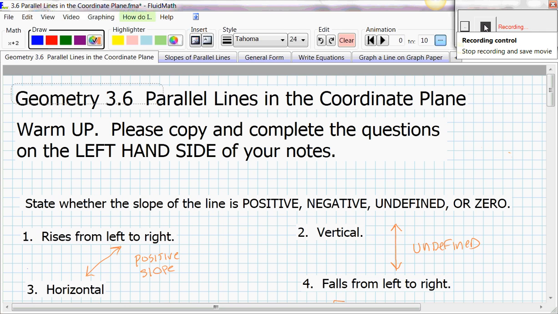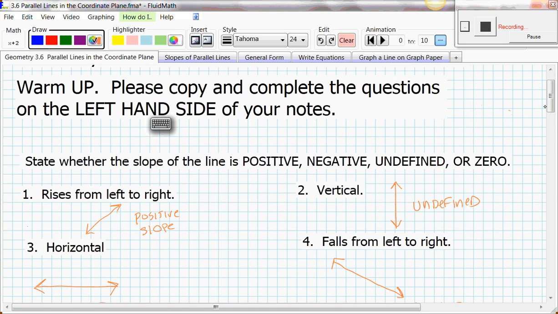Alright, this lesson is for Geometry 3.6, parallel lines in the coordinate plane. We're going to have a warm-up today. The warm-up says, state whether the slope of the line is positive, negative, undefined, or zero.